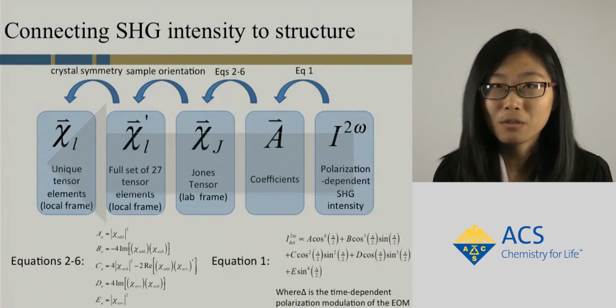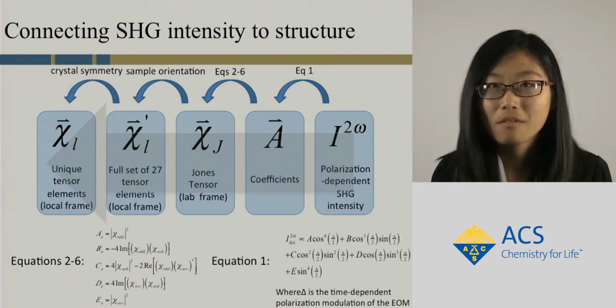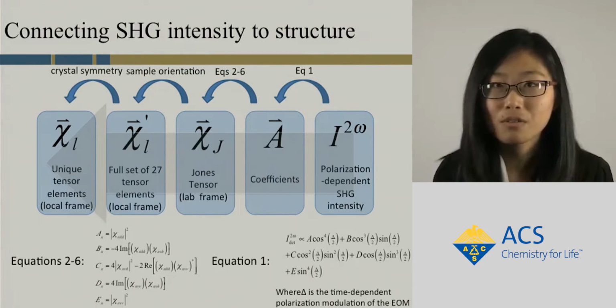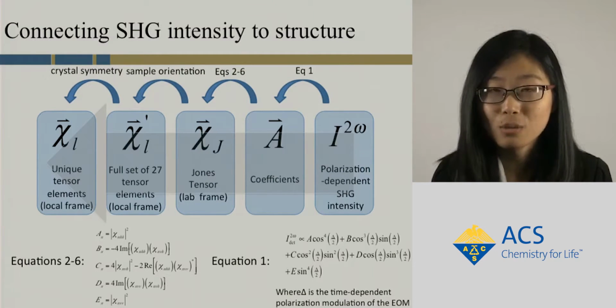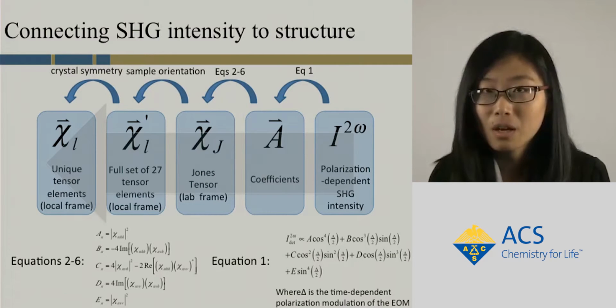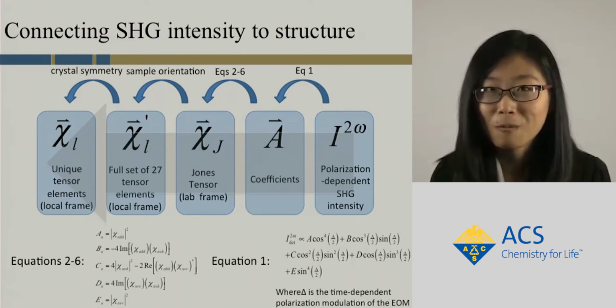A set of software was developed to connect intensity to the structure. First, the phase of the modulation was determined and used to convert intensity to a set of polynomial coefficients. Then the coefficients are expressed by a set of Jones tensors in the laboratory frame, which describes the efficiency of the SHG process given a particular combination of polarizations.